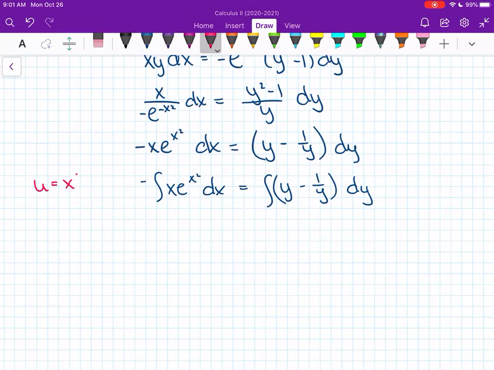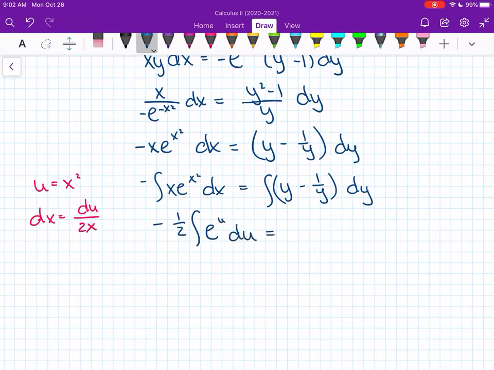So when I integrate, if I let u equal x squared, then I get dx equals du over 2x. So the x's will cancel, which is fantastic. So I get negative 1/2, and then the integral of e to the u du. Then over here, I have the integral of y, which is y squared divided by 2, minus the integral of 1 over y, which is natural log of the absolute value of y, plus c.